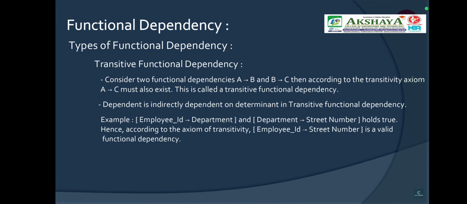Transitive functional dependency. Consider two functional dependencies, A → B and B → C. Then according to the transitivity axiom, A → C must exist. This is called a transitive functional dependency. The dependent is indirectly dependent on the determinant in a transitive functional dependency. Example, employee ID → department and department → street number hold true. Hence, according to the axiom of transitivity, employee ID → street number is a valid functional dependency.